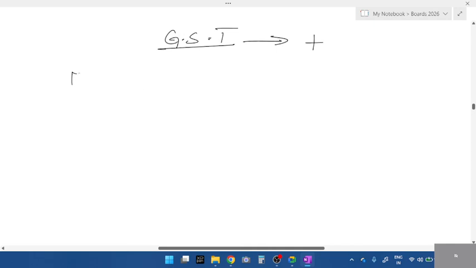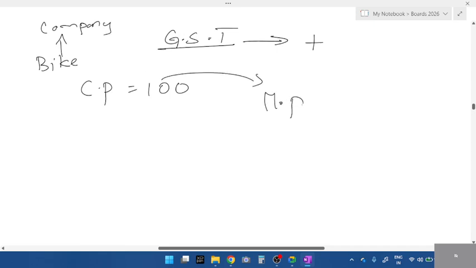Okay. So there are two things. If mark price is 100, students, I'll tell you the difference between cost price and mark price. Any article's cost price, if I take the cost price of a bike, for example, rupees 100, fine. I buy it from a company, and I'll mark it. MP stands for mark price, which means you might increase or decrease. It depends. So mark price is not the original price. Cost price is the original price.